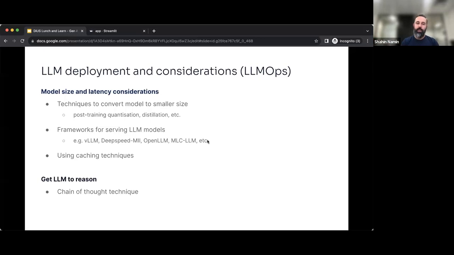Some of the frameworks that are available make it easier to deploy these models, and sometimes make it even faster, and change the model structure a bit as well. And you see some of these frameworks here. And of course, you can use some software engineering techniques like caching in order to come up with much faster responses.